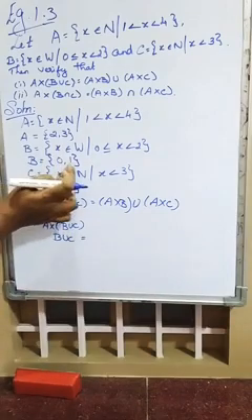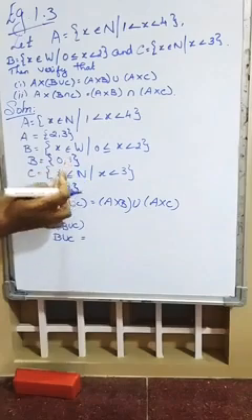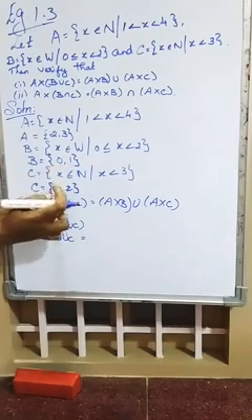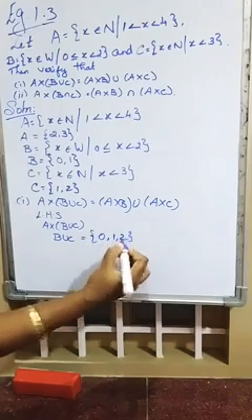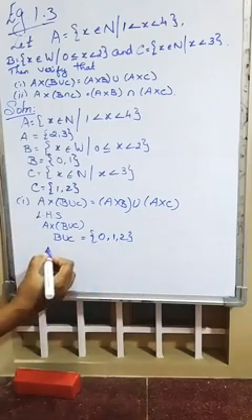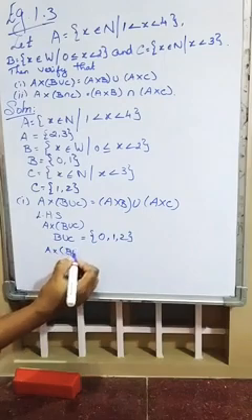Therefore 0, 1, 1, 2. Therefore you have to write 1 only once. So 0, 1, 2 is the answer. Now combine with A. That is A cross (B union C).